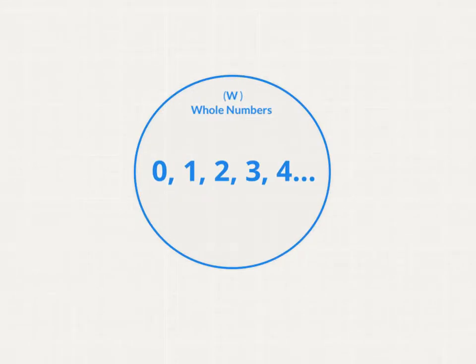The first set of numbers we'll talk about is the set of whole numbers. The symbol for the set of whole numbers is the letter W. The numbers included in this set are 0 and all of the counting numbers that follow. So 0, 1, 2, 3, 4, and so on and so on. The set of whole numbers.